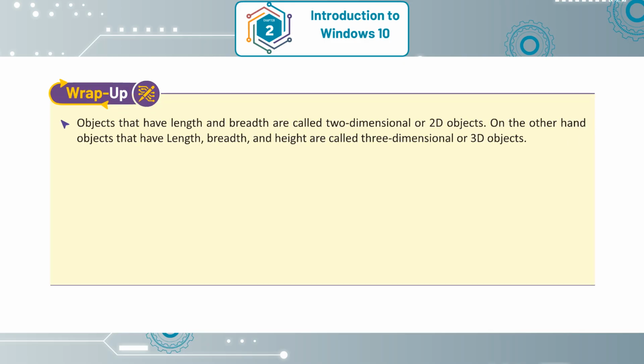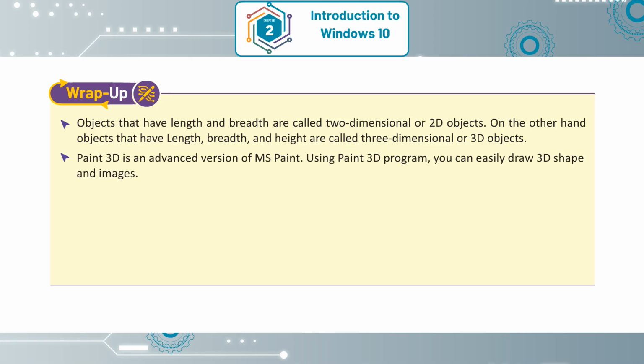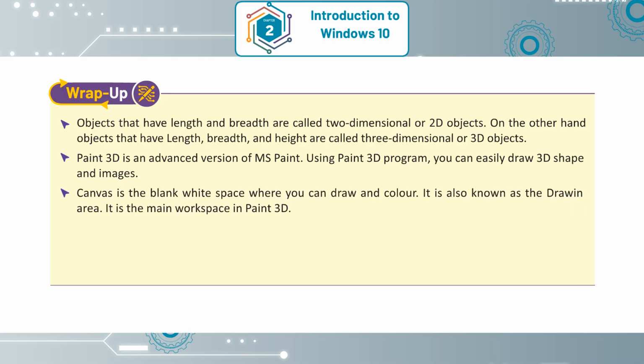Wrap up. Objects that have length and breadth are called two-dimensional or 2D objects. On the other hand, objects that have length, breadth, and height are called three-dimensional or 3D objects. Paint 3D is an advanced version of MS Paint. Using the Paint 3D program, you can easily draw 3D shapes and images. Canvas is the blank white space where you can draw in color. It is also known as the drawing area. It is the main workspace in Paint 3D.